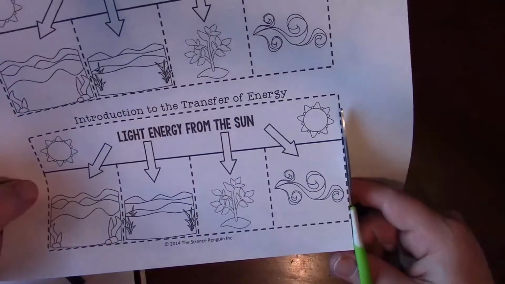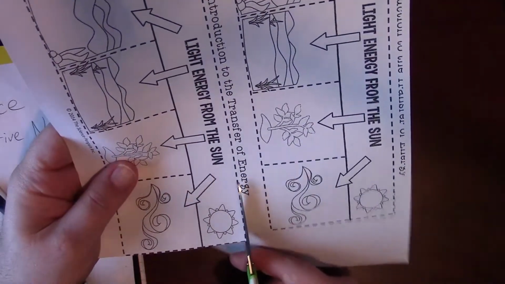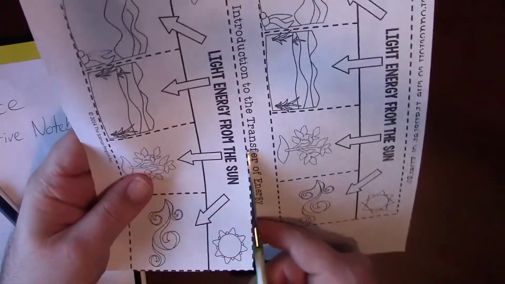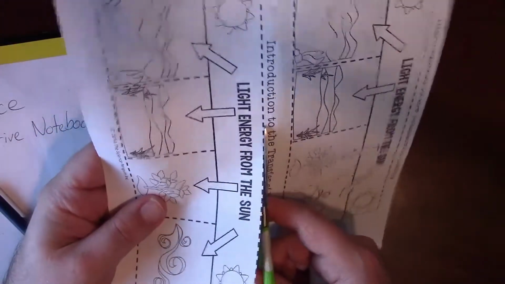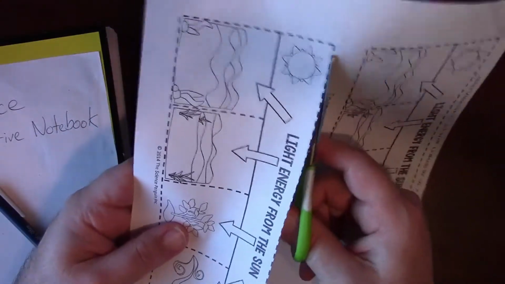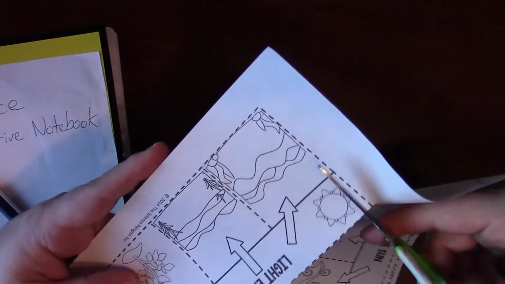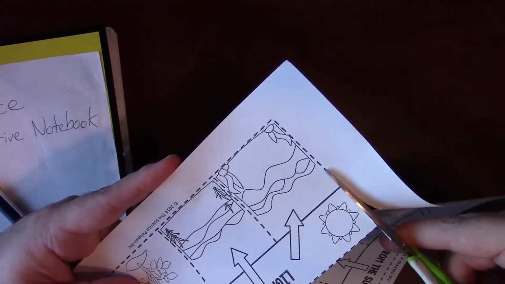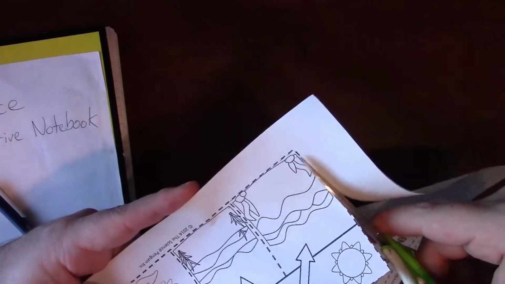So right now I'm going to just cut the bottom one out along the dotted line. So you can see I'm cutting out along the dotted line this diagram of light energy from the sun.